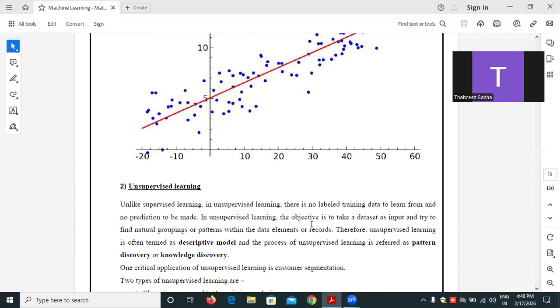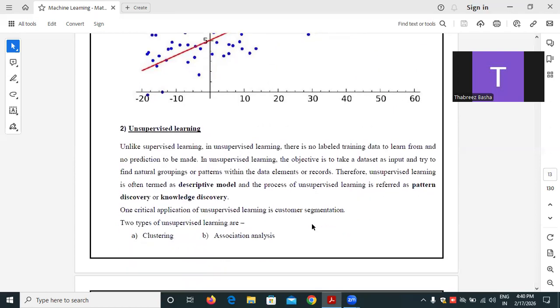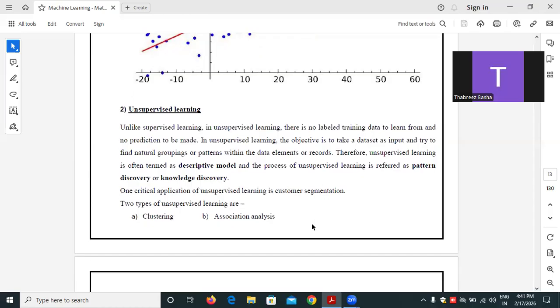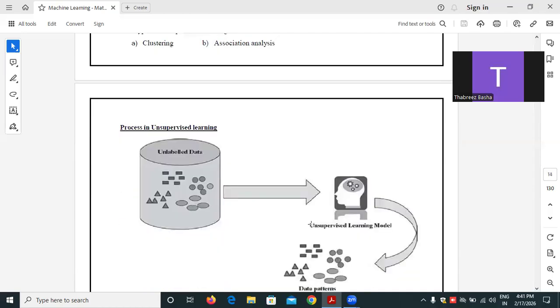The second one is the unsupervised learning model. The unsupervised learning model is again divided into two types: clustering model and association model. Unsupervised learning means accepting unlabeled data, untrained data. This data is taken and processed. After display, the result is divided into two types: clustering and association analysis. Clustering means grouping similar types of objects based on the given input data.